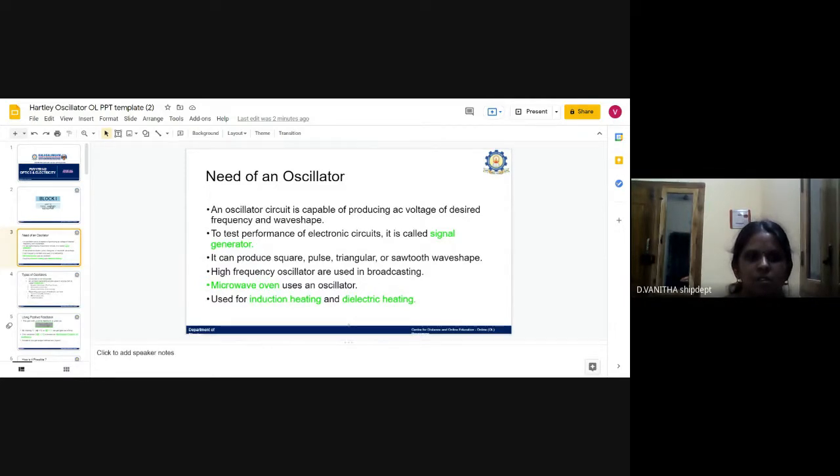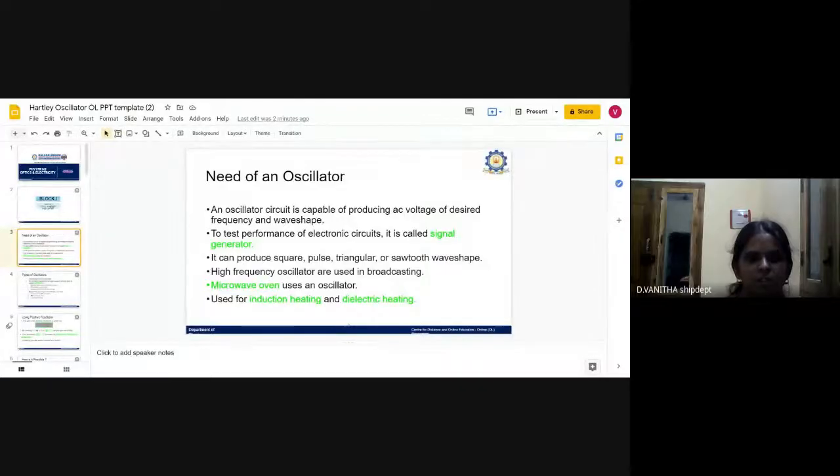The oscillator circuit is capable of producing AC voltage of desired frequency and desired wave shape. To test the performance of electrical circuits, it is called a signal generator. It can produce square wave, pulse wave, triangular wave, and sawtooth waves. Different shapes of waves are produced by an oscillator.